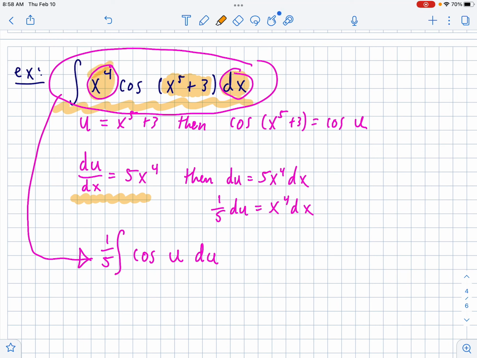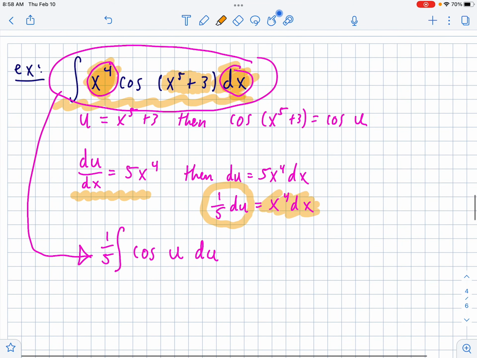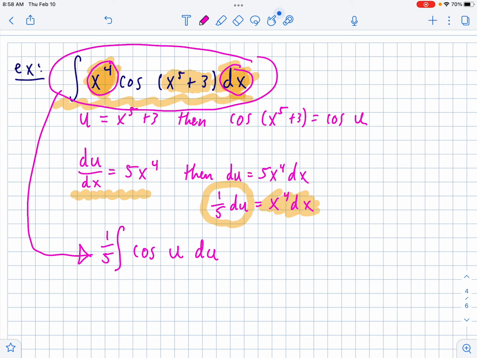Notice that the x to the fourth and dx are right here, and they got replaced with 1/5 du. It's just I moved the 1/5 out to the front. Now you can run just your normal backwards cosine rule. Remember that the derivative of sine is cosine, so the antiderivative of cosine is sine. So this whole thing equals 1/5 sine u plus c.